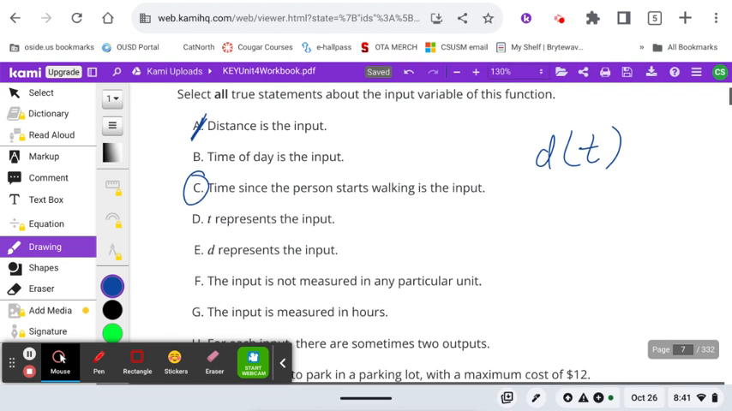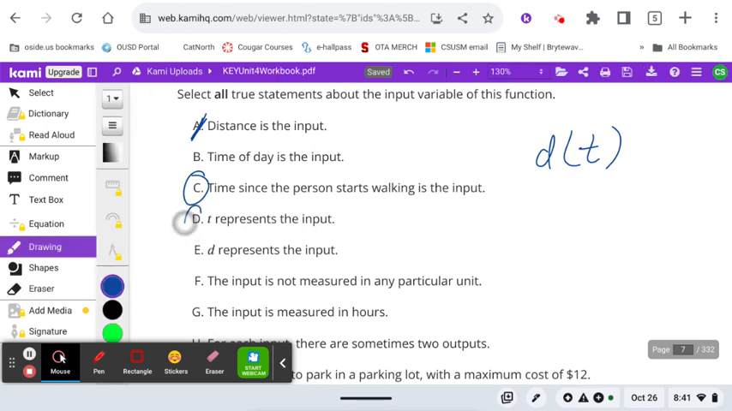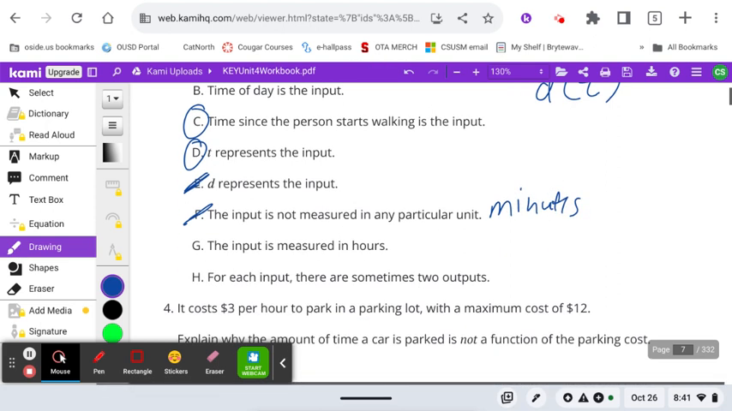Then we also would select all that are true. So D says that t represents the input. Yes. D is not the input. It's the output. And the input is not measured. Yes, it is. It's measured in minutes. So that one's not true. The input is measured in hours. No, it's measured in minutes. And for each input, there's sometimes two outputs. No, this one is a function.